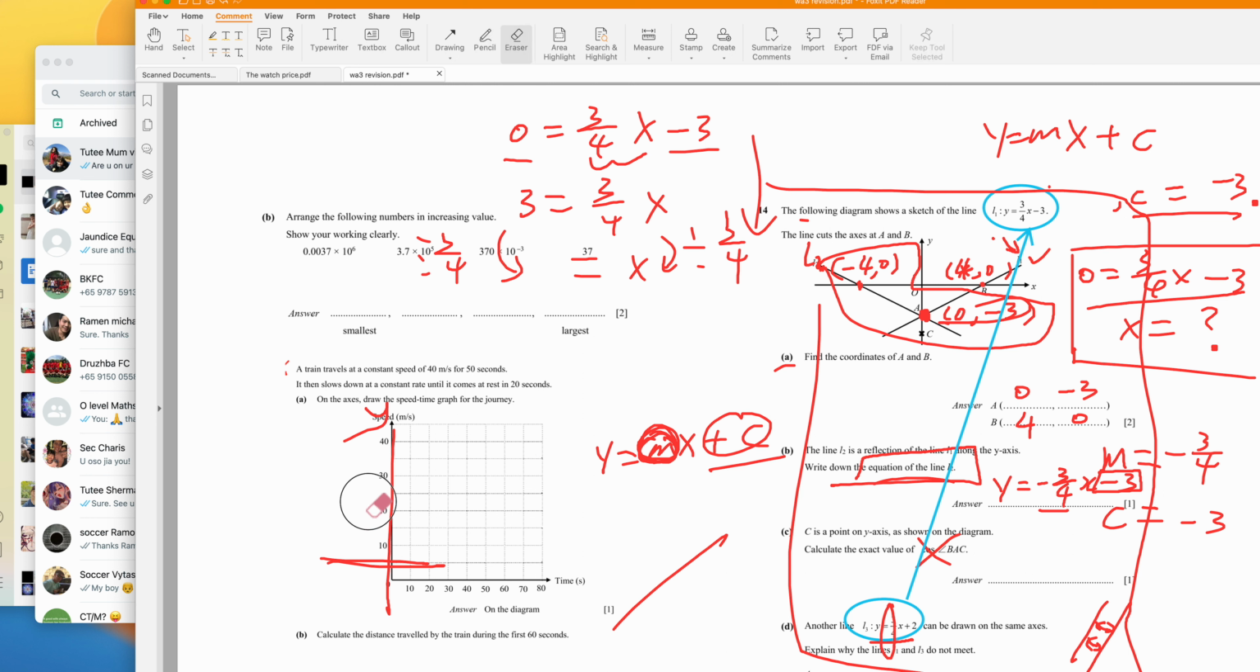Okay. So the train travels at a constant speed of 40 meters per second. Can you see the label of the axis? This one is the speed, right? So that means it travels until 50 seconds. Then it says slow down at a constant rate until it comes to rest in 20 seconds. So in 20 seconds, does it go back to 70?